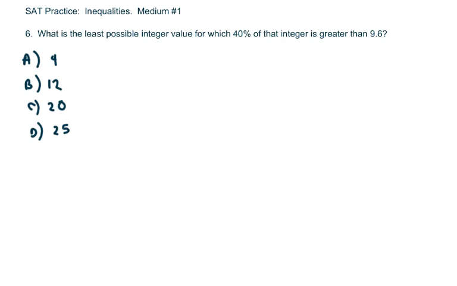It just says, what is the least possible integer value? Remember, integers are whole numbers, positive and negative with the 0. So we can't have any fractions here. So we have 40%. Remember, we can write 40% as 0.4. Or some integer, let's let it be x, is greater than 9.6. And you're going to use your calculator, or you can write this as 4/10 and simplify that way. But we get x is greater than 24.